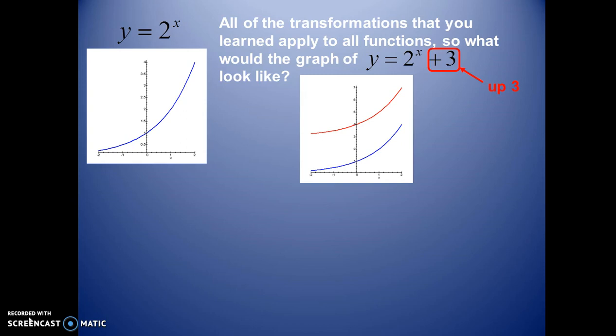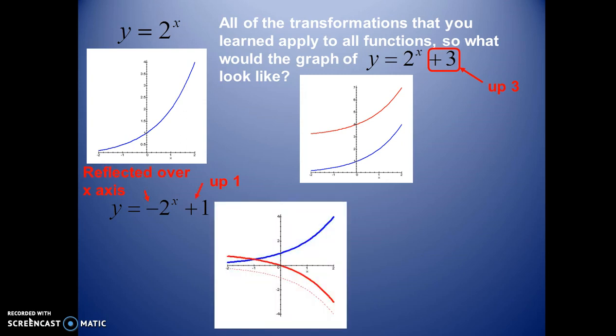So our original function's over here to the left, written in blue, and then you just shift it up 3. So instead of going through at the 1, it's going to go through at the 4. Same shape. All right, what about negative 2 to the x power plus 1? So again, the plus 1 is going to make it go up, and the negative in front is going to reflect it over the x-axis.